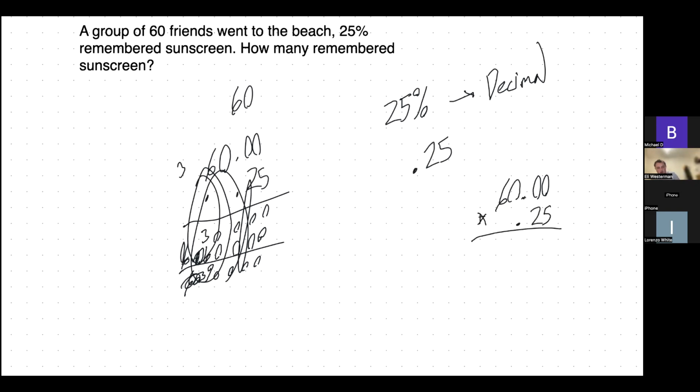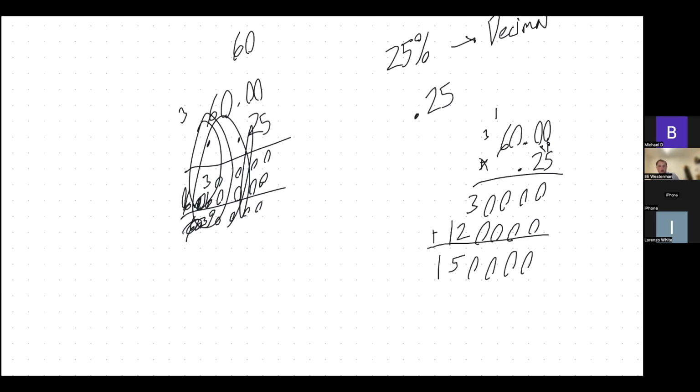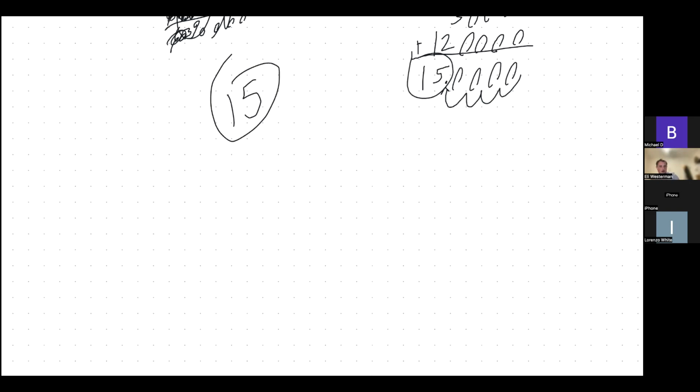All right. 6 times 5 is 30. Bring up a 3. Placeholder 0. 2 times 6 is 12. There we go. Bring down a 1. Now we had 1, 2, 3, 4. So the answer is 15. So 15 students did remember sunscreen, which is not enough. Always wear sunscreen. It's very good for you.